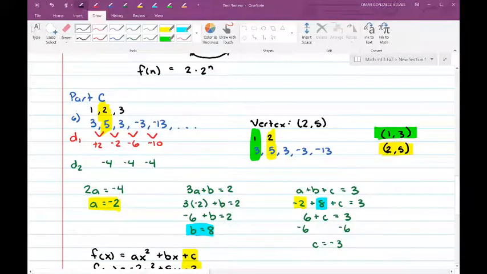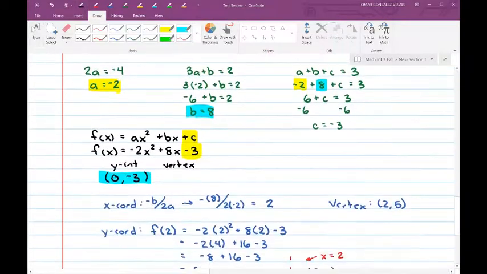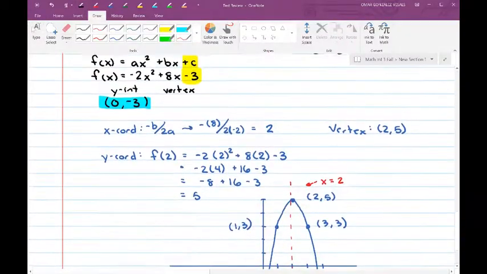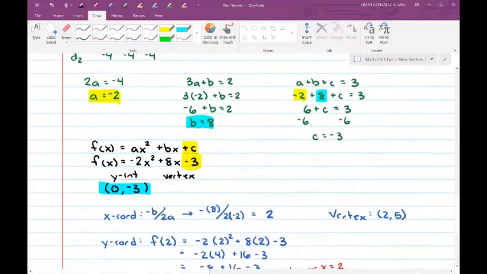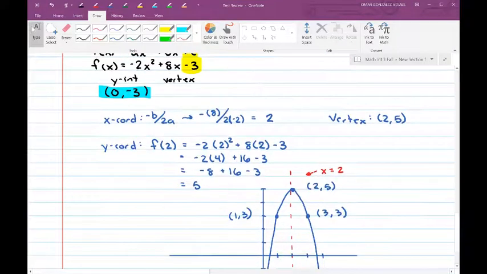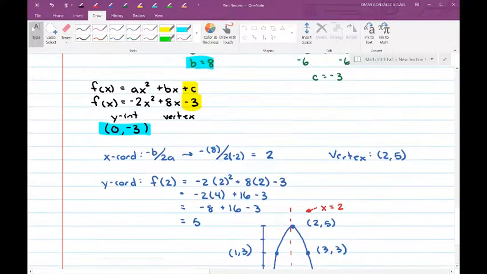Make sense? Yeah, okay. Why is it facing down again? Why is it facing down? Because A is what? Yeah, let's look at, where'd I put it? Yeah, A is negative, it faces down. So it's on this thing right here. Does that make more sense now, guys?